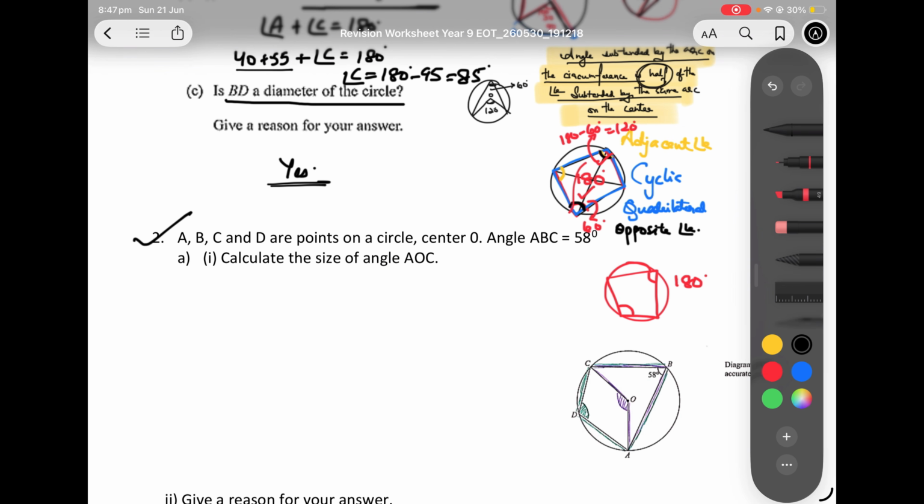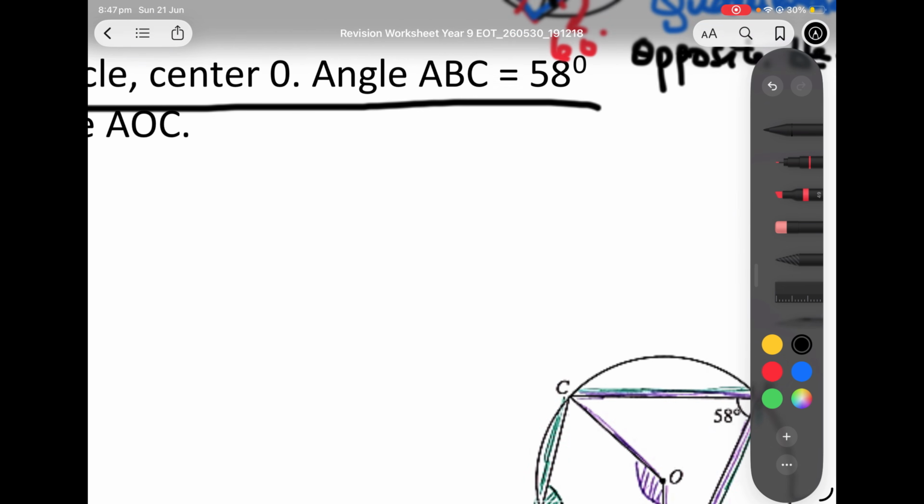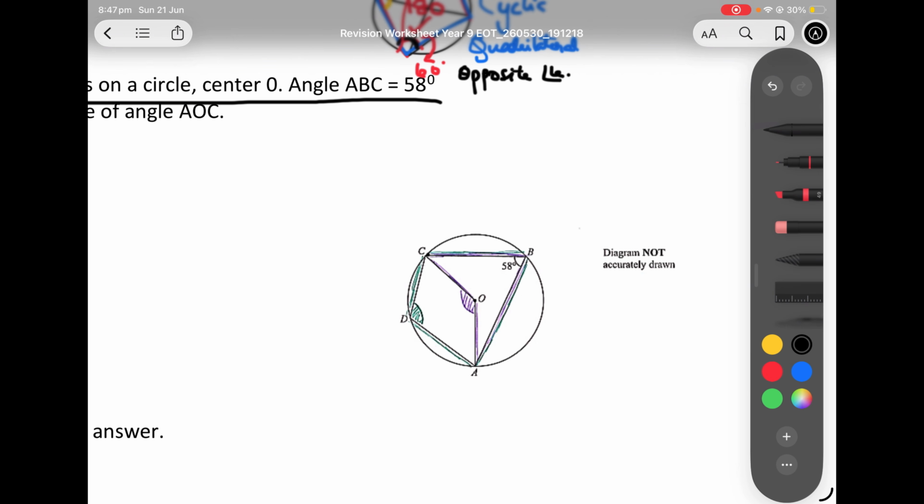Now going to the next triangle circle. It is given to me already that A, B, C, D are points on the circle with center O. Angle ABC is equal to 58 degrees. This is 58 degrees, and these are all the points on the circle. Now here they are asking you to find this angle.